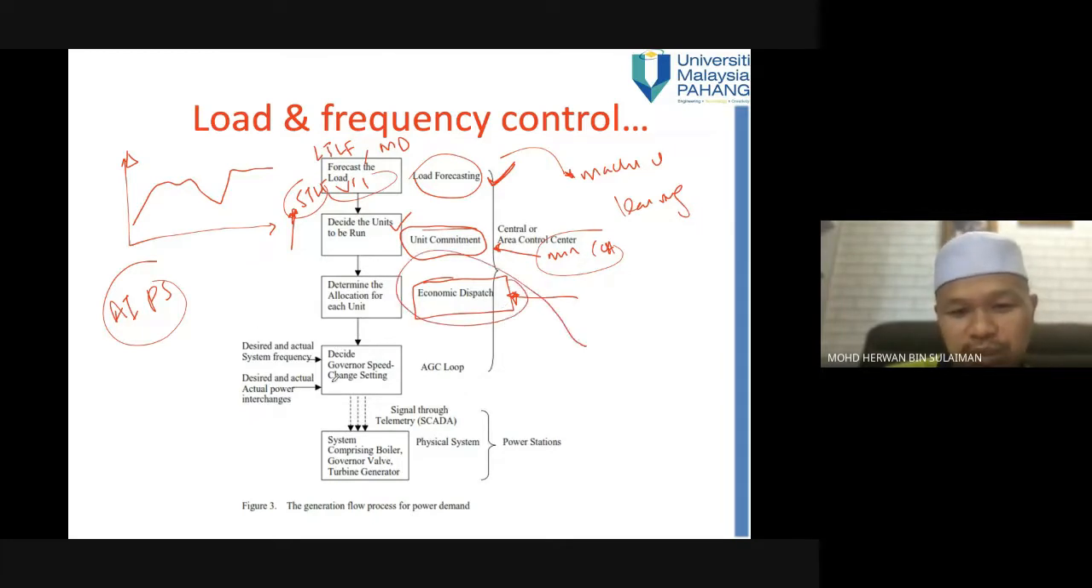So now we look into the generator tu sendiri ya. So decide the governor setting, change setting, and then what the AGC does, and then decide actual system frequency, and so on and so forth. And then we have a SCADA. SCADA tak belajar kat sini lagi, belajar kat subjek lain. So this one in terms of dekat power station, this one dekat control area lah. Okay. So this is the generation flow process for the power demand in general.